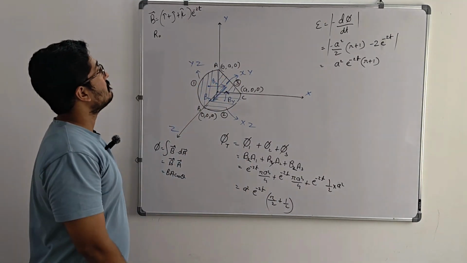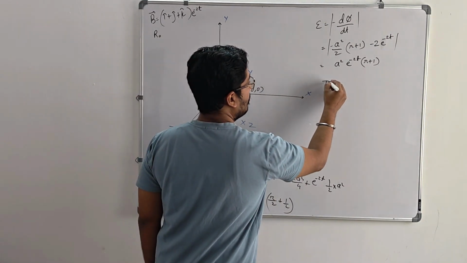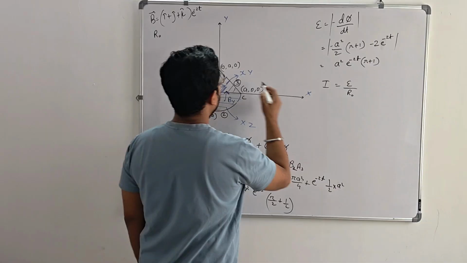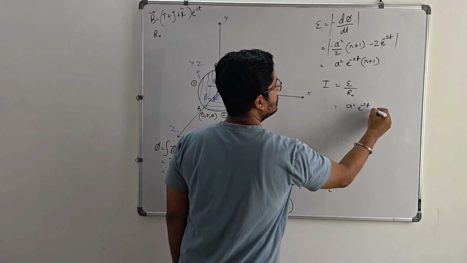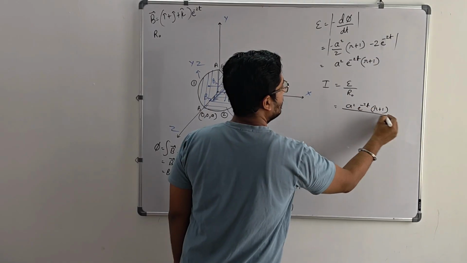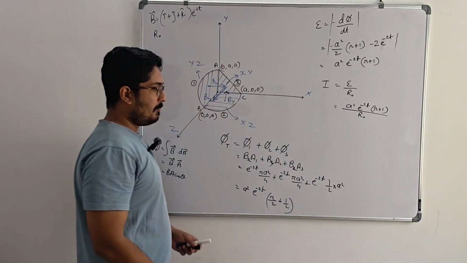This is the EMF, but I am interested in finding the current. So current would finally become I equals E by R naught, because the total resistance is R naught. So that's it. This will give me a square e power minus 2t times pi plus 1 divided by R naught. Okay, so I hope you understand.